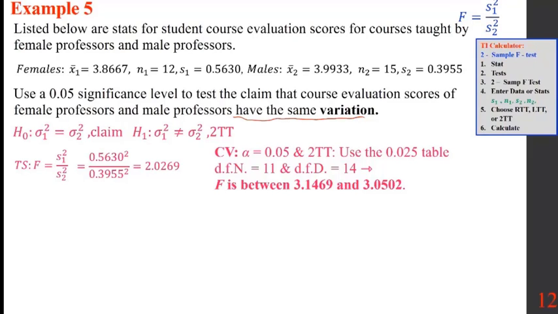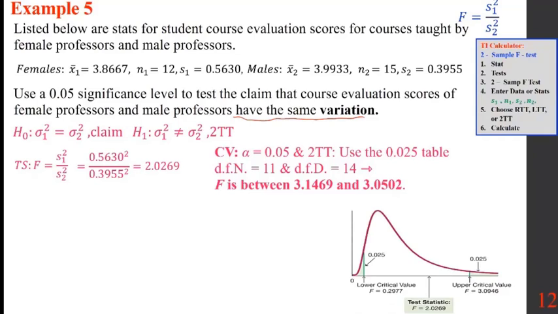3.1469 and 3.050. Now, what matters is that clearly when you do the drawing, take a look at what happens as far as the drawing is concerned. You have the upper one with a 3.0946. This is from technology. The lower critical value, 0.2977. This is from the technology.